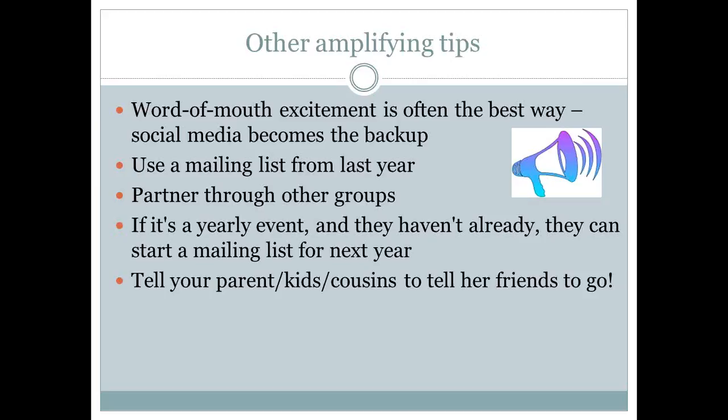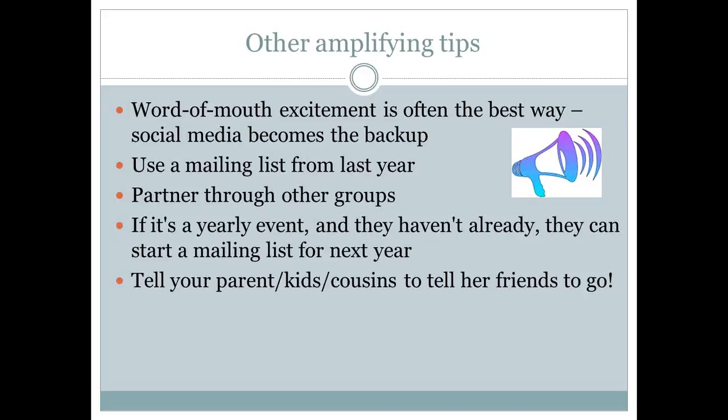And of course, get your people involved. Tell your parents or your kids or your cousins or anyone, and tell them to tell their friends to go as well. So once you really put your personal reputation into something, remember what we're doing: this is not just for a certain in-crowd of engineering and technology professionals. We really want to engage the public. So that means this could be for anybody.